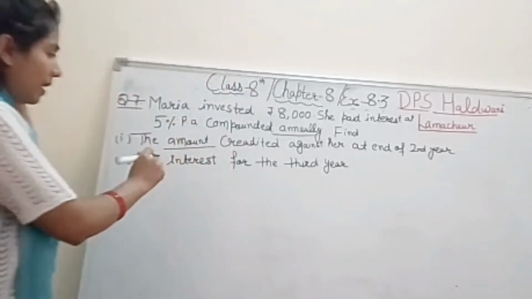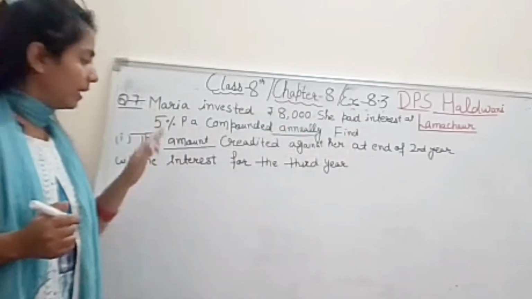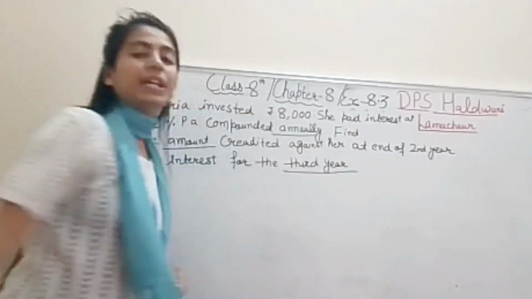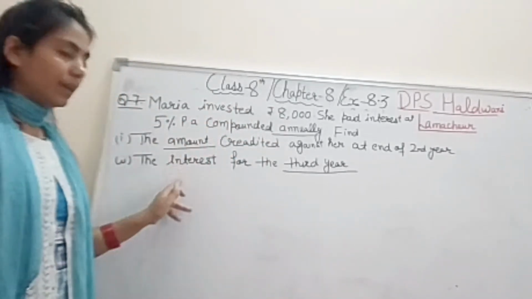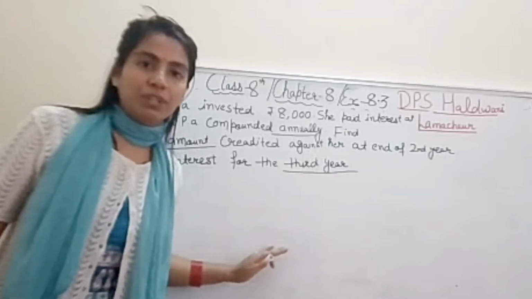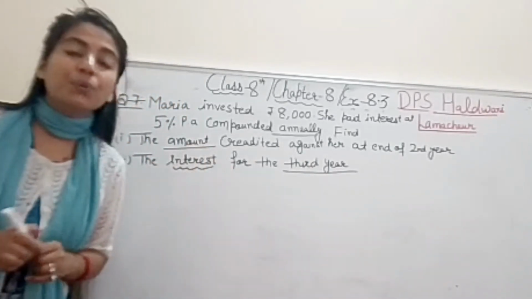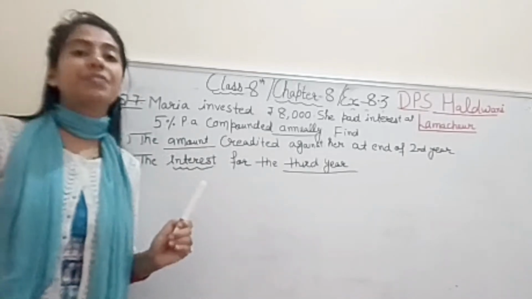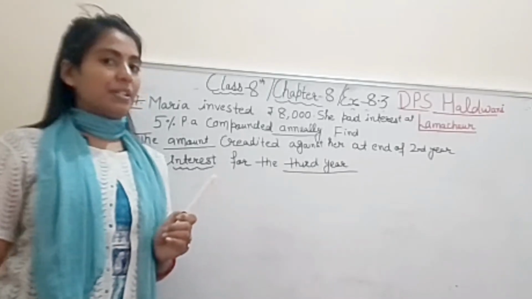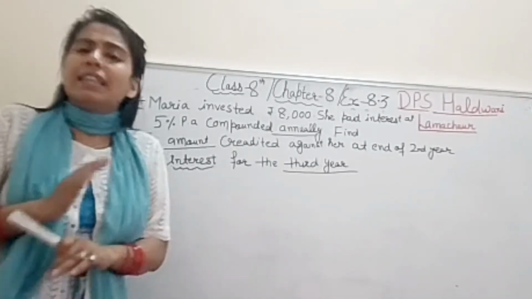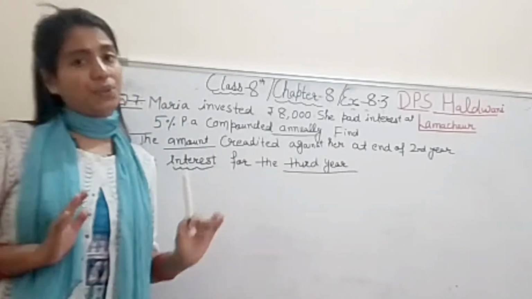Right? And the second part, the interest for the third year, means the time is the third year, so time will be 3 years. P same, R same, annually no change, but T is 3 years. So you will put the amount formula, and after that you will take out the interest. Right student? Because in this part it asks about interest. So after putting the value of amount, you will take out compound interest equals A minus P. That's it. You just focus on the question.